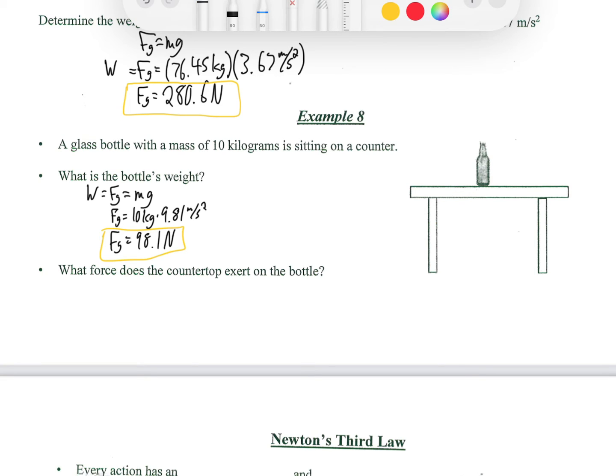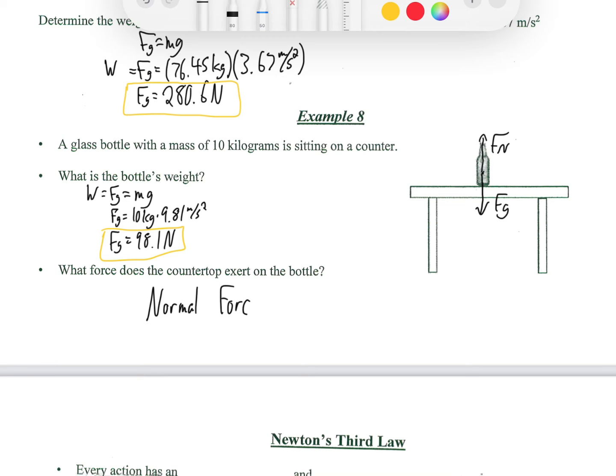Alright, so now we want to know what force does the countertop exert on the bottle. So as we said before, there are two forces acting on here. The first one is going to be the force due to gravity, or its weight, and then there needs to be another one pushing up to keep it in place in that one spot, which we call our normal force.